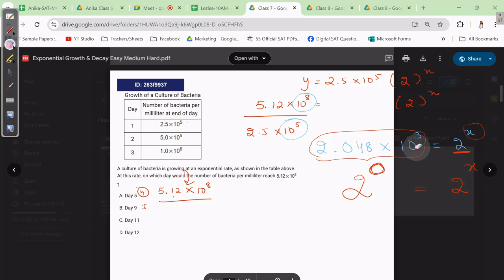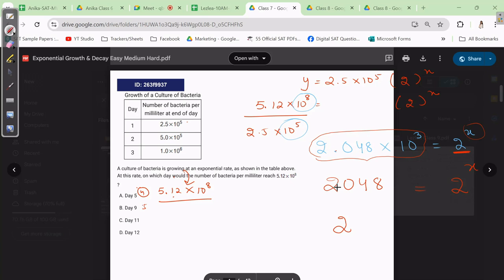So first of all, let's get rid of this 10 raised to 3. I don't like this 10 raised to 3. So what will you get if you multiply 2.048 by 10 raised to 3? 10 raised to 3 is 1000, so 2048. Yes, 2048 is equal to 2 raised to x. Now, can you write 2048 as powers of 2?